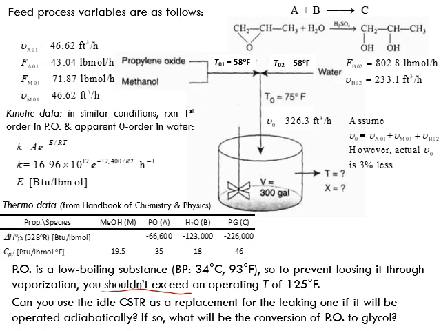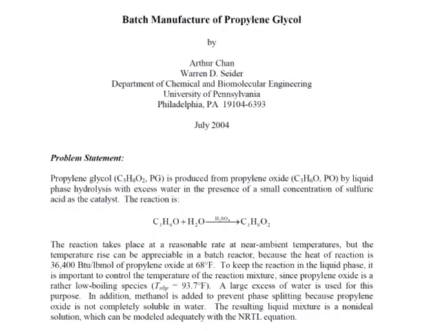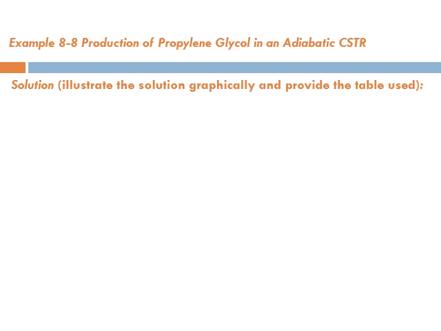Okay, so let's solve this problem. Well, actually, before we proceed with the solution, I would like to invite you to read this very nice article, which is written by a few authors from the University of Pennsylvania, and it's about the batch manufacture of propylene glycol. Very informative article. Okay, let's go to example 8.8 again, and let's solve it. Let's find the X and T.